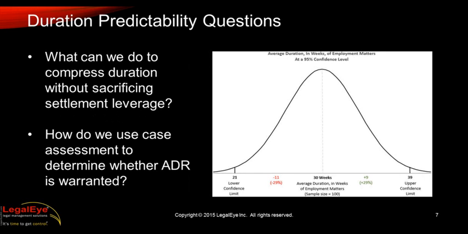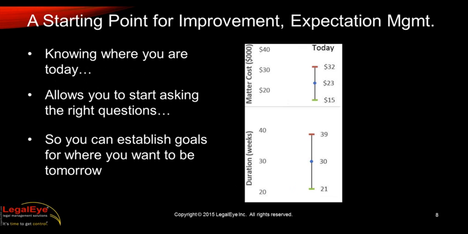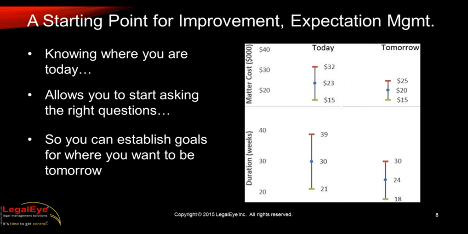We can also calculate confidence intervals for the duration of claims. Similar objectives might be compressing the underlying confidence interval, i.e. increasing predictability, without sacrificing settlement leverage. A more specific question might involve the nature, timing, and extent of ADR options. Confidence intervals can provide insight about past portfolio performance in a way that allows you to ask the right questions in order to establish goals for where you want it to be tomorrow.